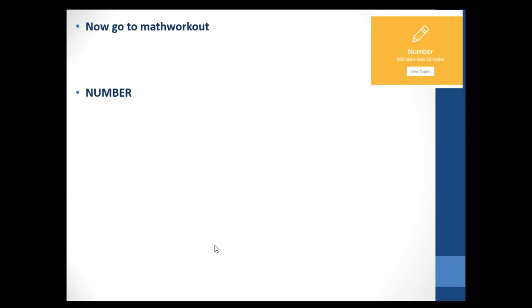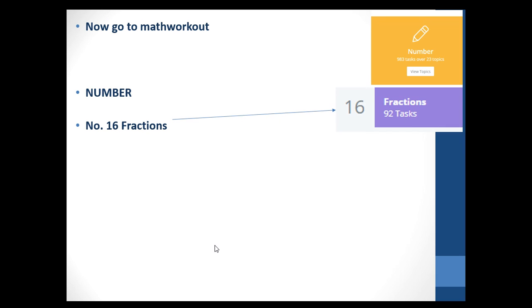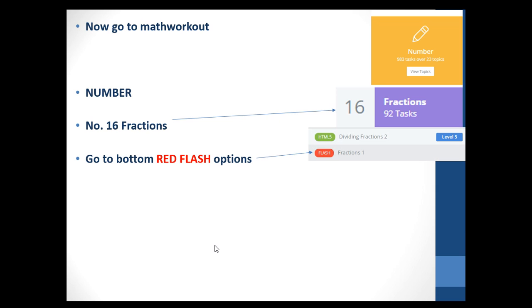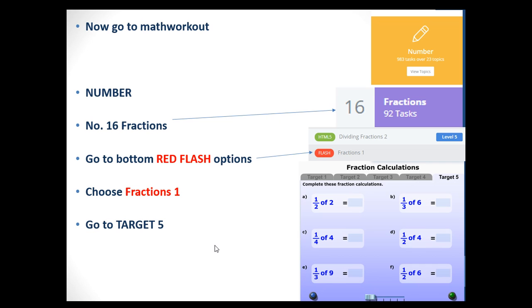Okay, what are you going to do? Now you're going to try those skills, because I'm talking about mental skills just now. So go to Math Workout. You go to number. So you'll see that box there for number. Go to number 16, which is fractions. Go to the bottom of the list, which has the red and flash options. Choose fractions 1. Go to target 5. So you see fractions appear. Target 5, I want you to jump to, and then go to all levels 1 through to 6.